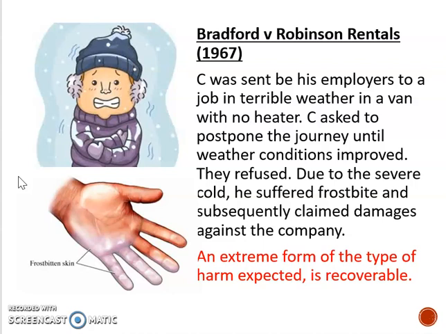And due to severe weather conditions at the time, he suffered frostbite and he was claiming negligence against his employers. Now, his employers were saying, okay, we can foresee some damage from him being cold, but frostbite is really extreme and that's unforeseeable. But the court disagreed, and they said that frostbite is an extreme form of the type of harm they would expect. In other words, frostbite is an extreme form of injury from being cold. So that was foreseeable and it was recoverable.